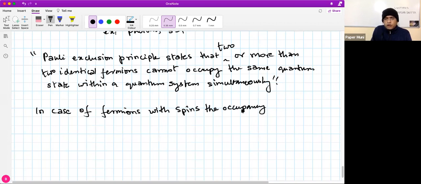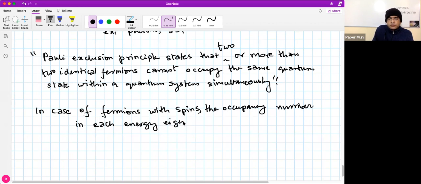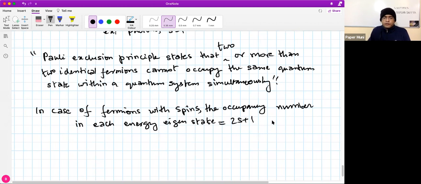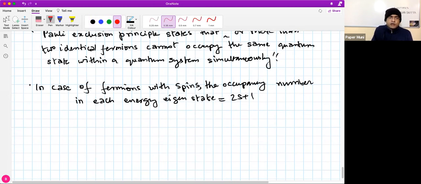So the occupancy number in each energy eigenstate is 2s plus 1. All right, where s is the spin. Okay, so you should keep this in mind while solving problems.